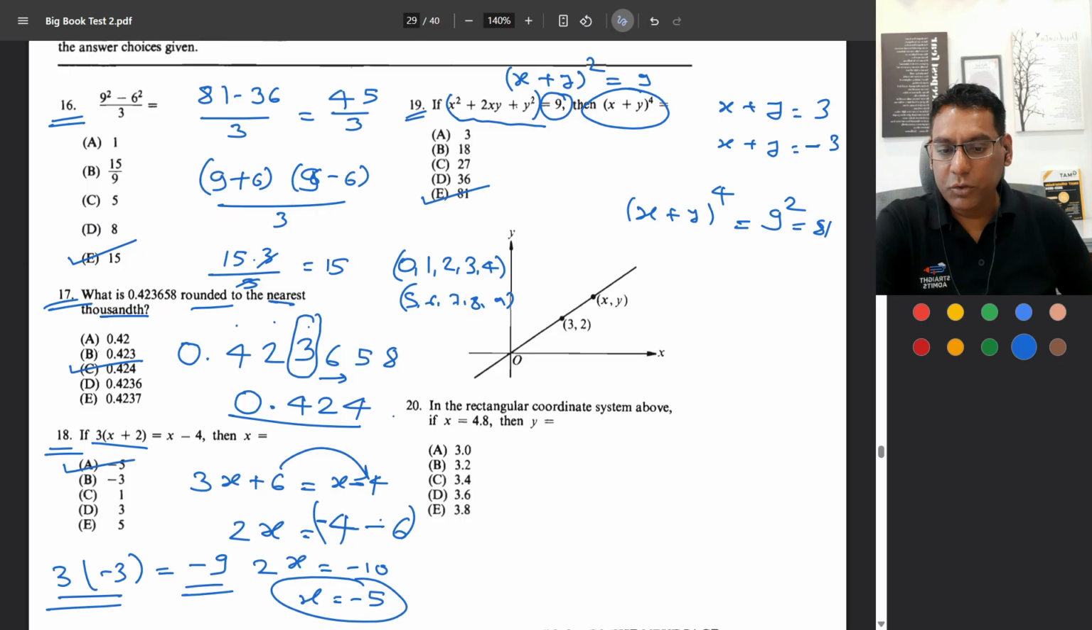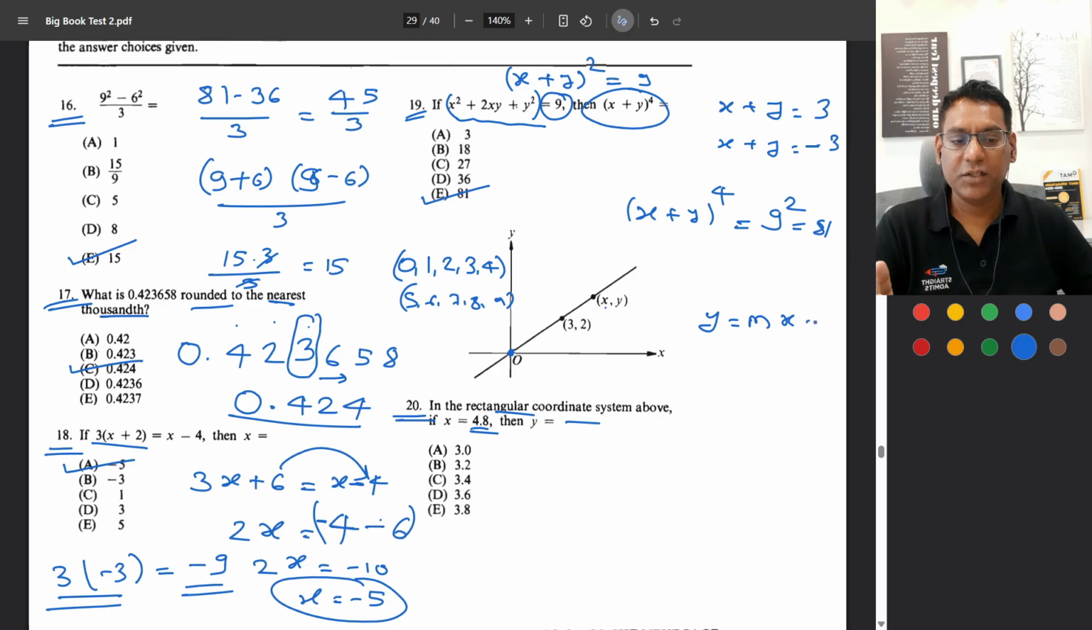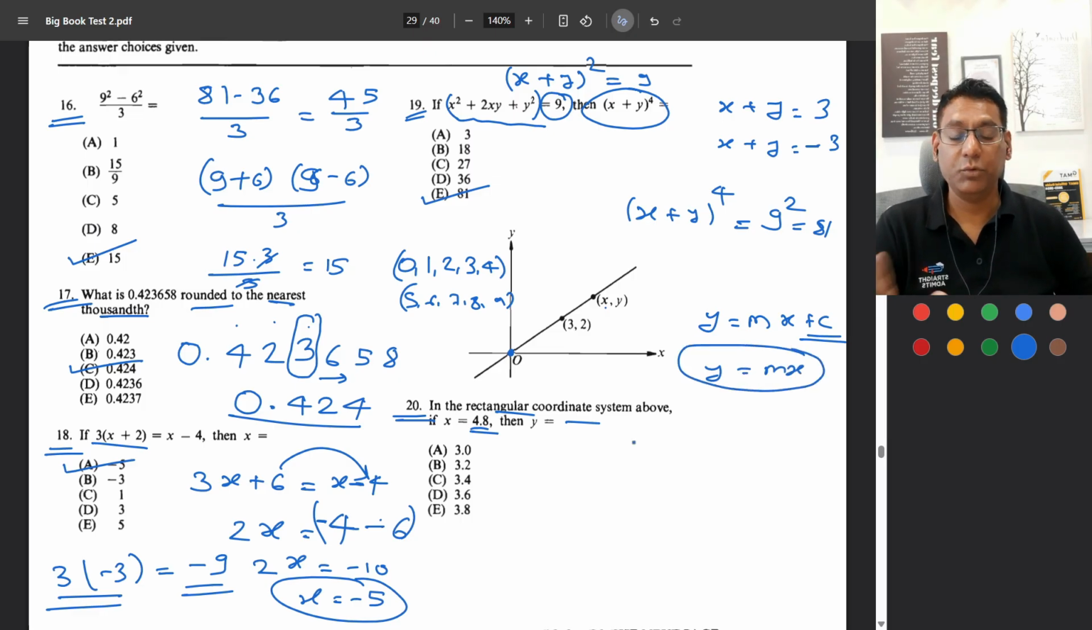Okay. Question 20. In the rectangular coordinate system above, if x is equal to 4.8, so this guy is going to be 4.8, then y is equal to what? One thing we should note is that these 2 points are on a line. So the line is going to have an equation, and the line is going through the origin. Correct? So the equation of a line is generally y is equal to mx plus c, but when the line goes through the origin, the y-intercept is 0, so y is equal to mx is the form of the equation of the line. Correct?